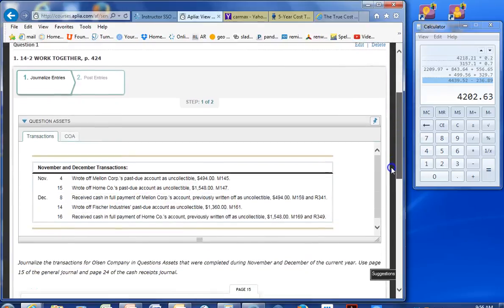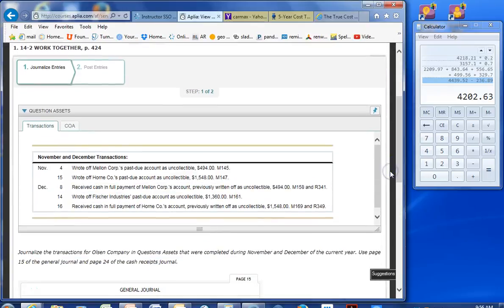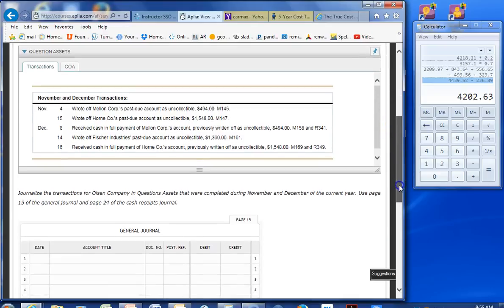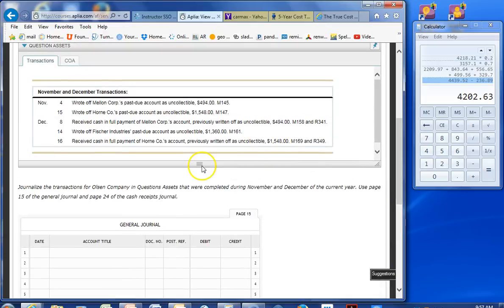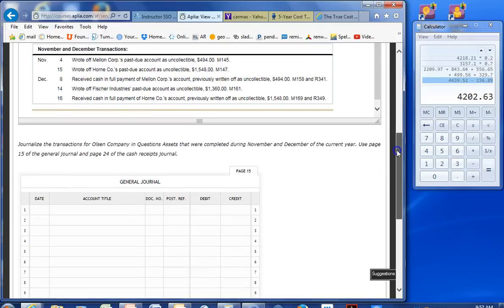Okay, 14.2, work together. Journalize the transactions for Olson Company and questions assets that were completed during November and December of the current year. Use page 15 of the general journal and page 24 of the cash receipts journal. So we have just that to write in. So let's try it.